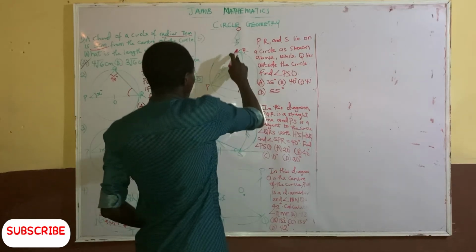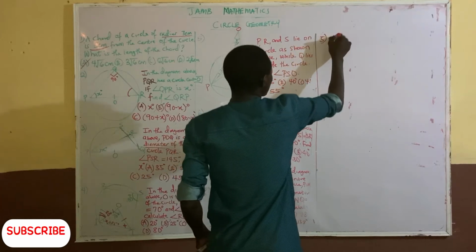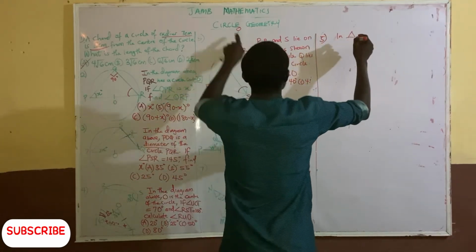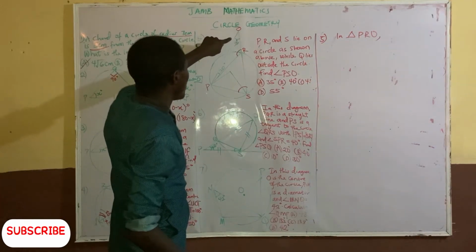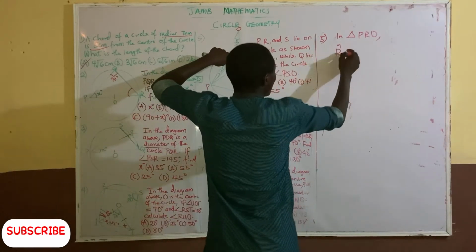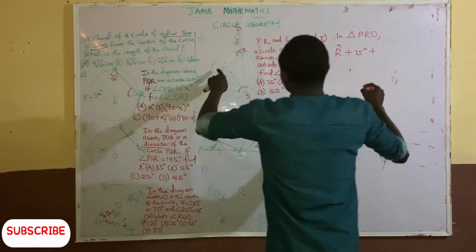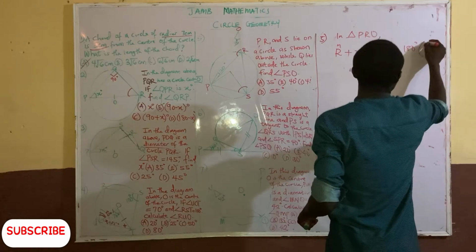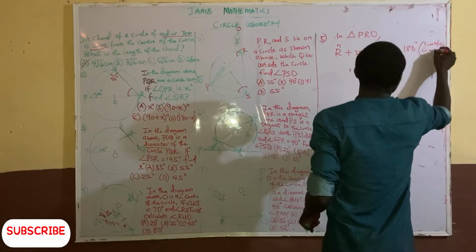The angle here will be the exterior angle of this triangle. Now let's consider number 5. Consider triangle PRO. In triangle PRO, angle R plus 35 degrees plus 20 degrees is equal to 180 degrees, the sum of angles in a triangle.